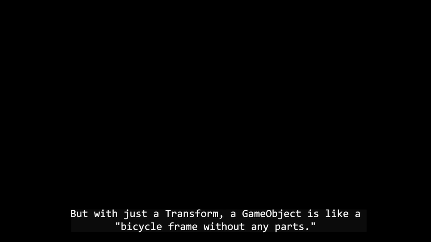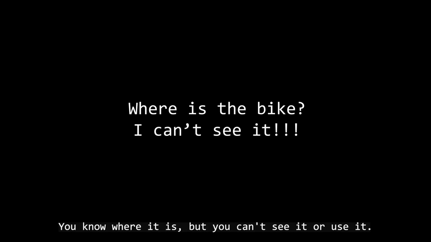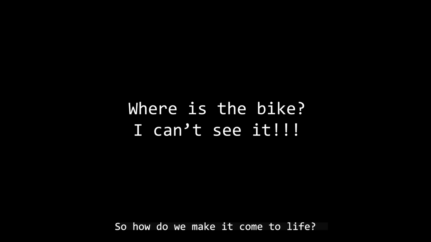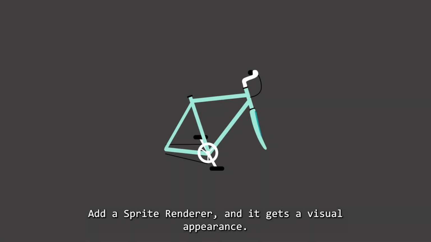But with just a transform, a game object is like a bicycle frame without any parts. You know where it is, but you can't see it or use it. So how do we make it come to life? The answer is components. For example, to make that frame a bike, add a sprite renderer, and it gets a visual appearance.